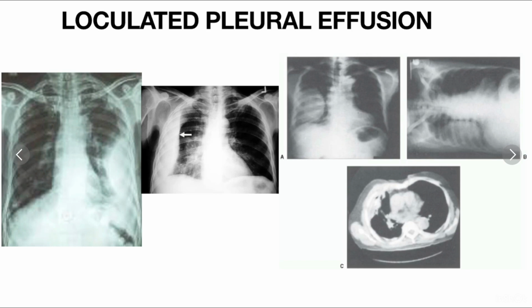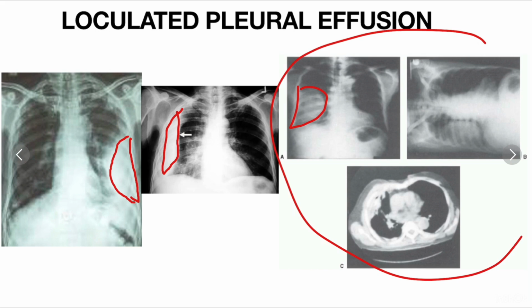Here we can see different kinds of diagrams. This is a left-sided loculated pleural effusion. Here is a D-shaped pleural effusion, and this is a D-shaped pleural effusion on the right side. All three are pictures from the same patient. Here, in the right lateral decubitus position, the fluid is not distributed as it would happen in a normal pleural effusion. It is loculated only. And in CT, we can see the loculated effusion.